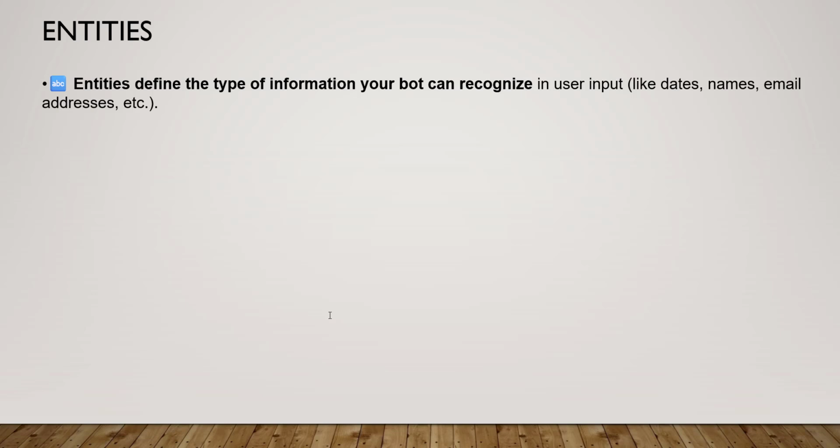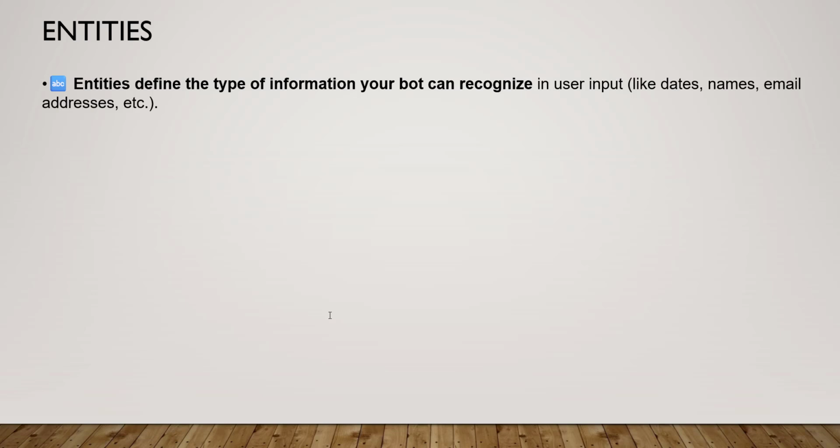Or she will say, my name is David and my age is 26. So your bot will be able to extract 26 as your age by using the age entity. So entity defines the type of information the bot can recognize, because this is the interaction between a machine, between an agent and its user. We are not sure how the user will respond.